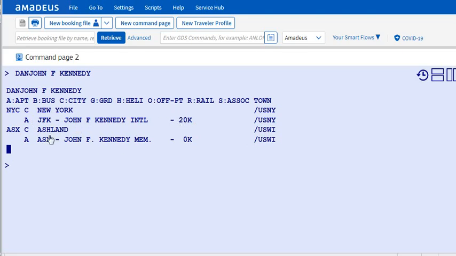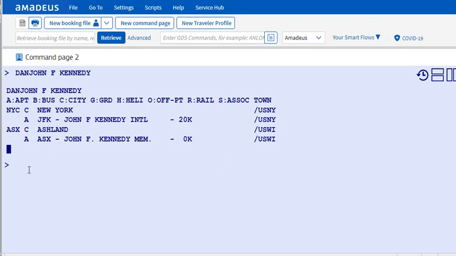Whereas the second airport, that's Ashland. The city is Ashland, ASX, and it has the airport John F. Kennedy also, and it's within the city in Wisconsin. So these are the different kinds of airports or cities we can encode through this entry DAN. This DAN basically is the entry created by the GDS, but after that, whatever codes you are finding, NYC or JFK, all these codes are created by IATA.